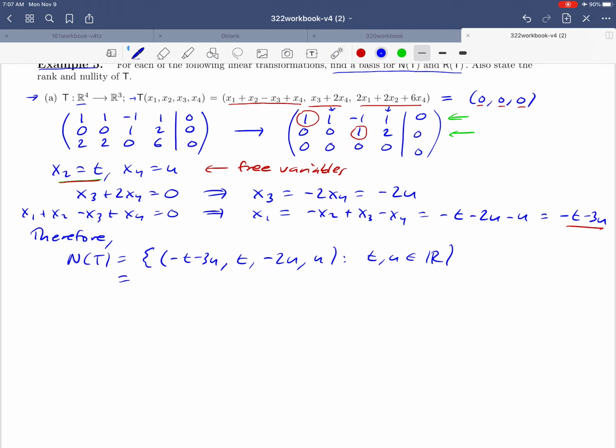And if we pull that apart, this is the same type of calculation that we did back in the last section. We can rewrite this as a linear combination by noticing that it's equal to t times negative 1, 1, 0, 0 plus u times negative 3, 0, negative 2, 1.